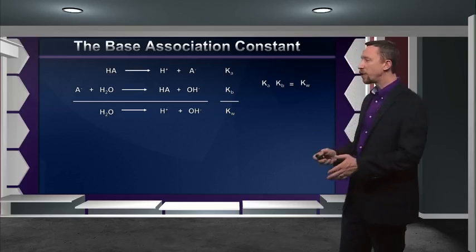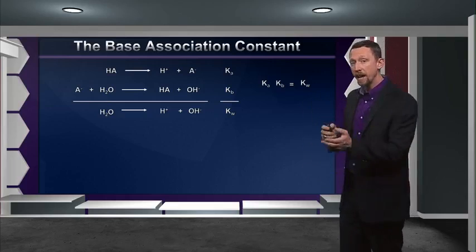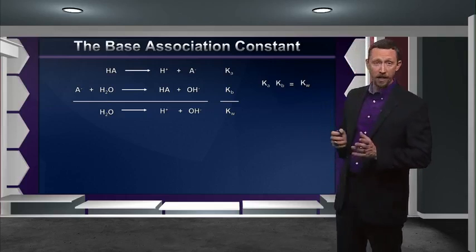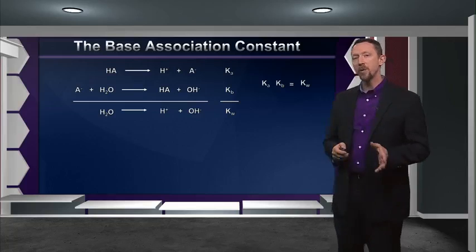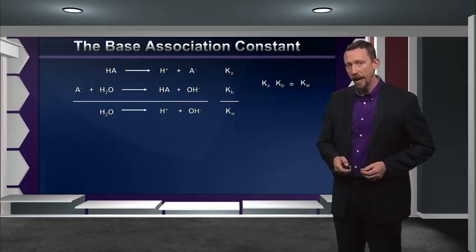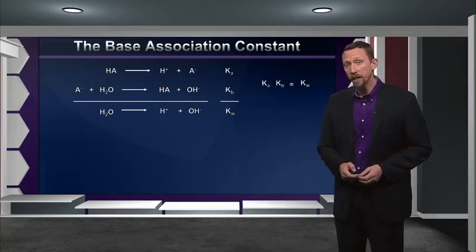Now that I have a way to determine Kb, so long as I know Ka of the conjugate acid, and of course I always know Kw because that's a constant for the autoionization of water, all I need is a way to get an expression for Kb, and I'm in business. I can start calculating concentrations.